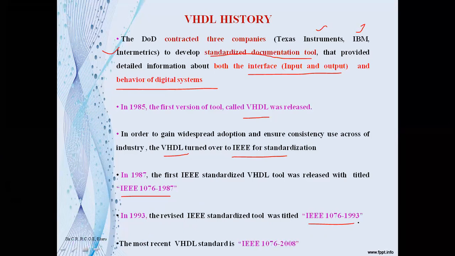And at present, the most recent VHDL standard that we consider is IEEE 1076-2008. So this is the simple evolution of the VHDL tool. It all comes from the project of the Very High Speed Integrated Circuits. From that program, the VHDL tool evolved. The first version was in the year 1987, the second version in 1993, and the later version in 2008. So even currently we are using the same standard, 1076.